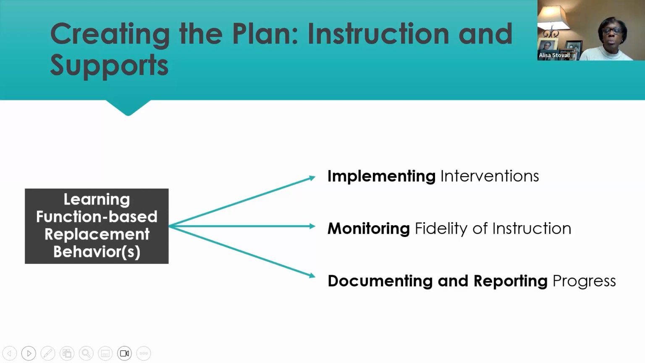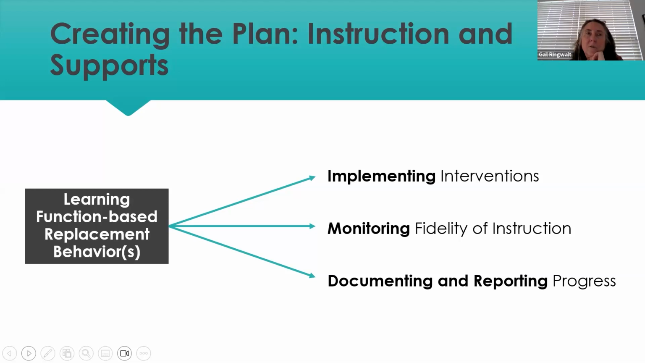And then documenting and reporting progress. We've got to be able to have the information in front of us to know whether or not the student is being successful, to know whether we need to change what we're doing, and to report out to the family as we're required to do by law. But it's everything that we do, every strand that we address should track back to the function-based information that we now have about this student, so that we're matching the why.